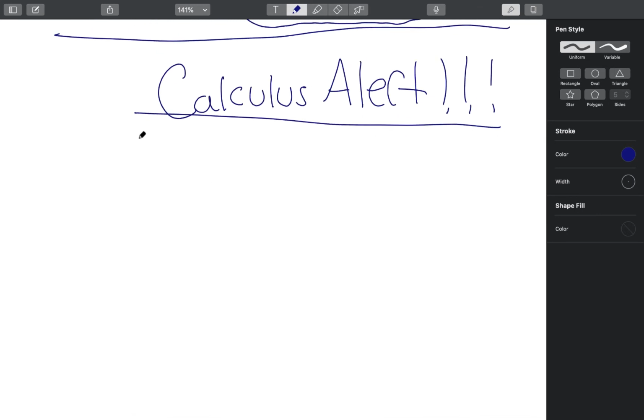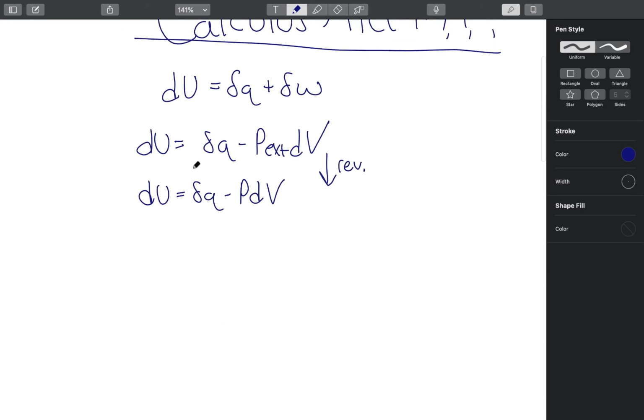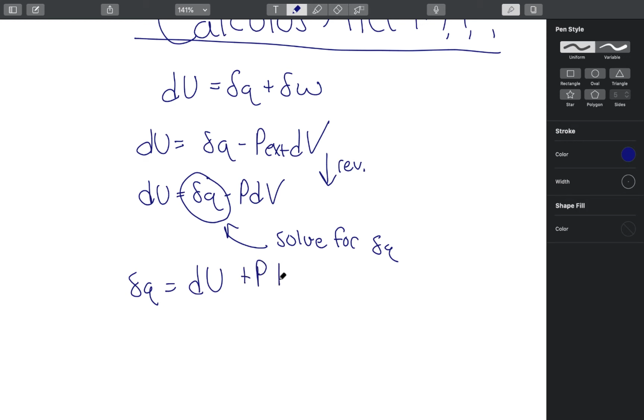So let's begin with our first law. And we're going to substitute in our work equation. And we're going to assume a reversible system. And what we're going to do now is solve for dq. So dq is equal to dU plus P dV.